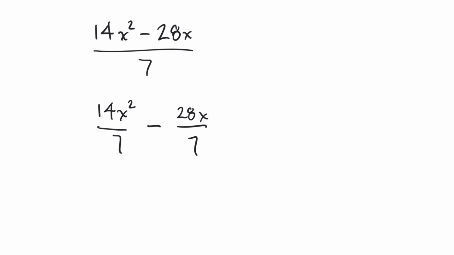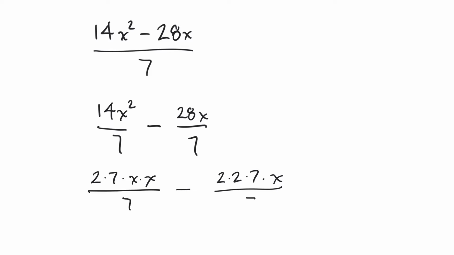We could just write the prime factorization for the numerator and the prime factorization for the denominator. So this would be 2 times 7 times x over 7 minus, and then this is 2 times 7 times x over 7. And then you can cancel. So this 7 and this 7 cancel, become 1 over 1. This 7 and that 7 cancel, become 1 over 1.